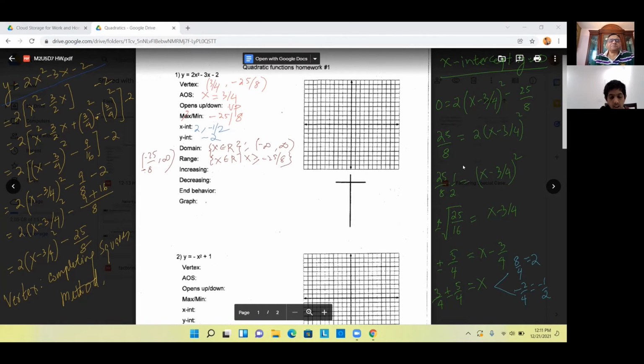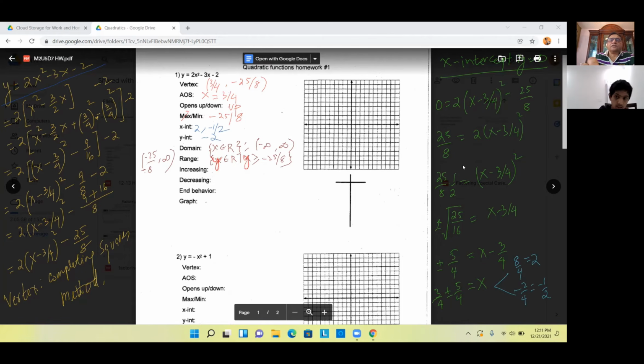Is that okay? Yeah. Wait, is it x or is it y? Because for range, you have y. You're right. Sorry for that. Let me correct it with a different ink. Y belongs to real numbers where y is greater than or equal to minus 25 over 8. Perfect. Good job. Increasing and decreasing interval.